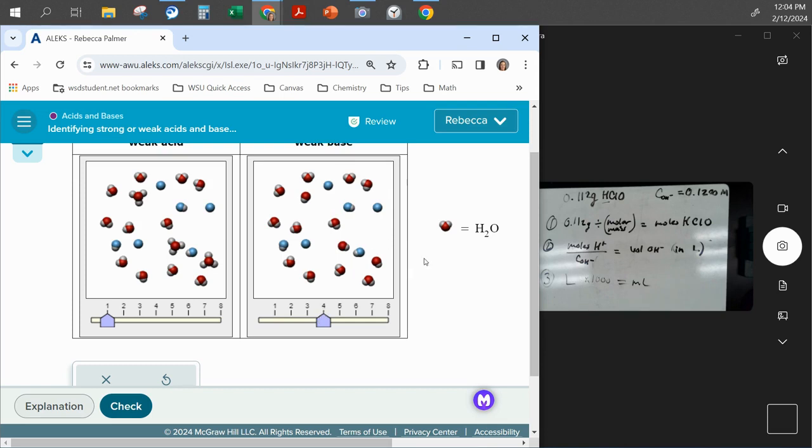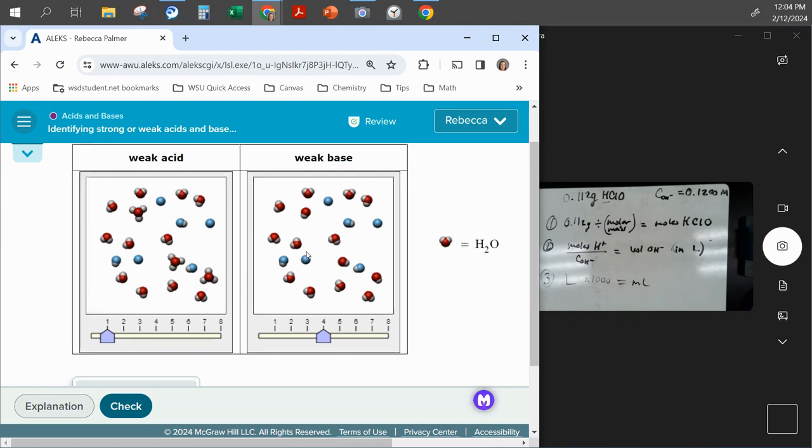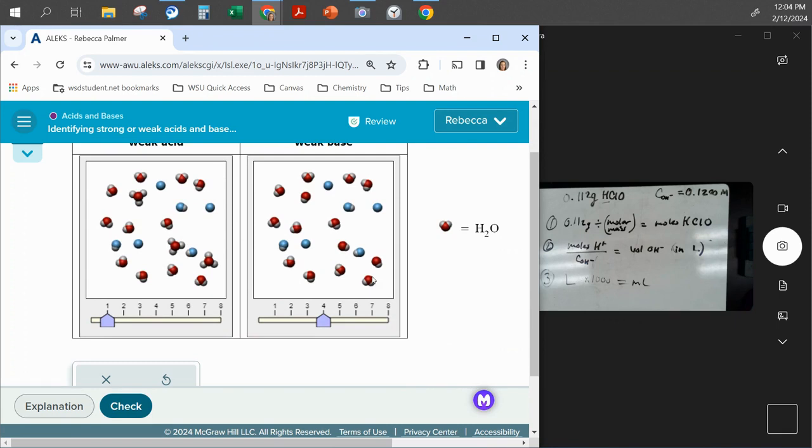So this is what a weak base would look like. We have some kind of base. Some of them are accepting a hydrogen from the water, but not all of them. That is what a weak base should look like.